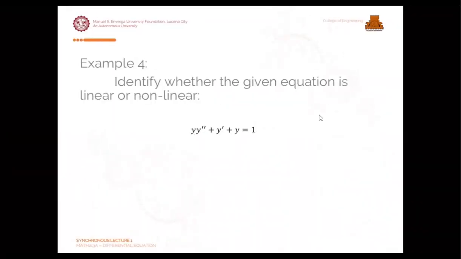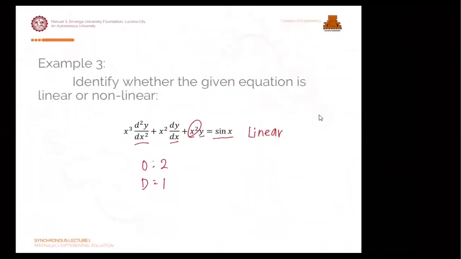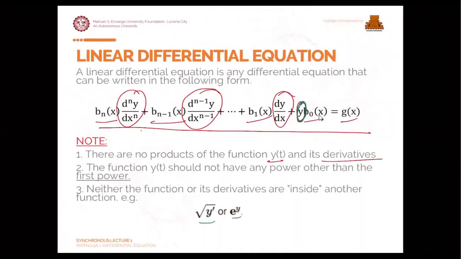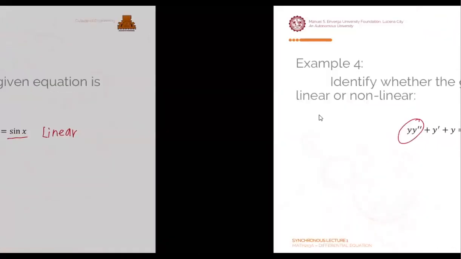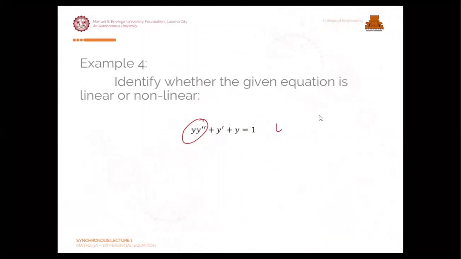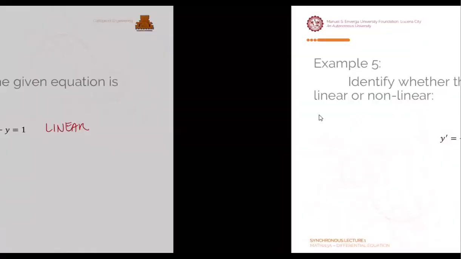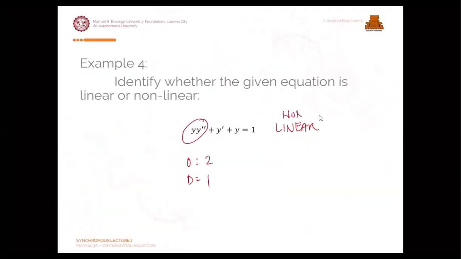Next. So, let's see this one. We have y times y double prime plus y prime plus y is equal to 1. The reason here is obvious because of this one, as we mentioned in our guide earlier. Okay? It says there should be no product of the function y(t) and its derivative. So this one is automatically, sorry, this is non-linear. If we take the order and degree, this is order 2, degree is 1. Okay?